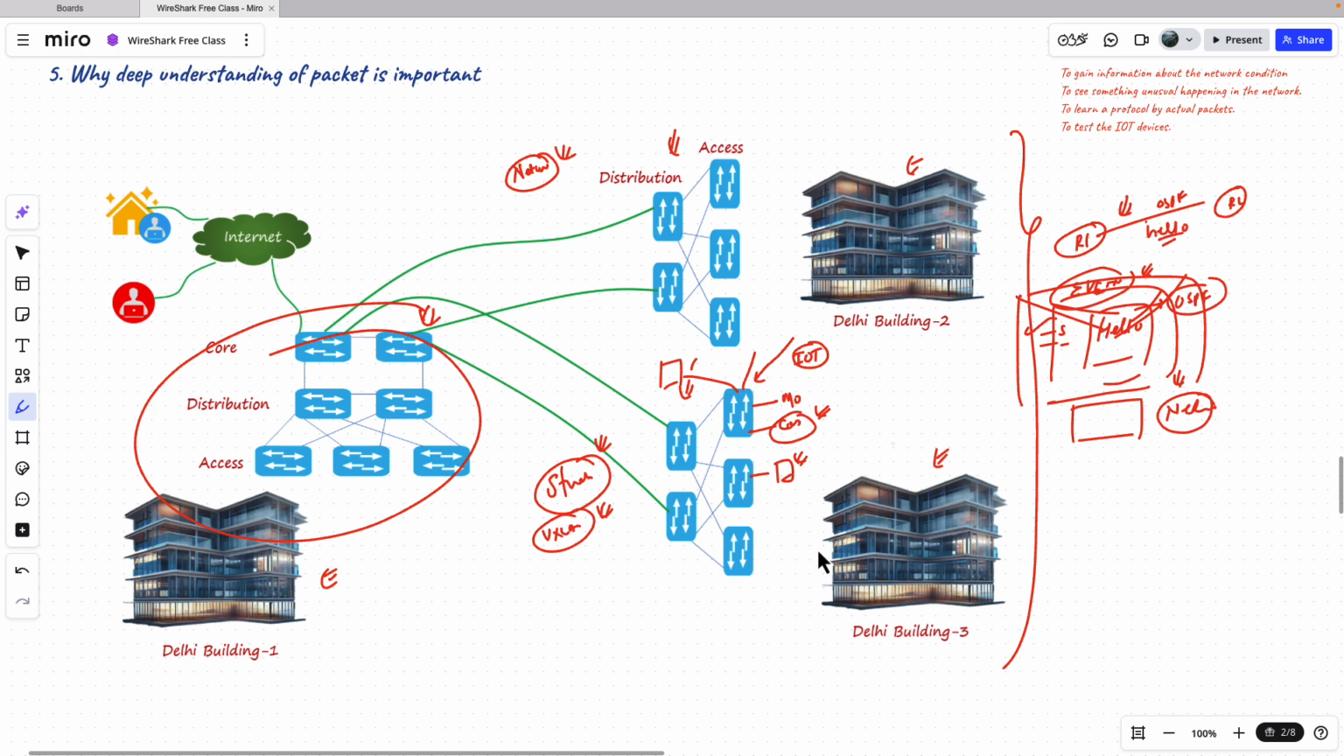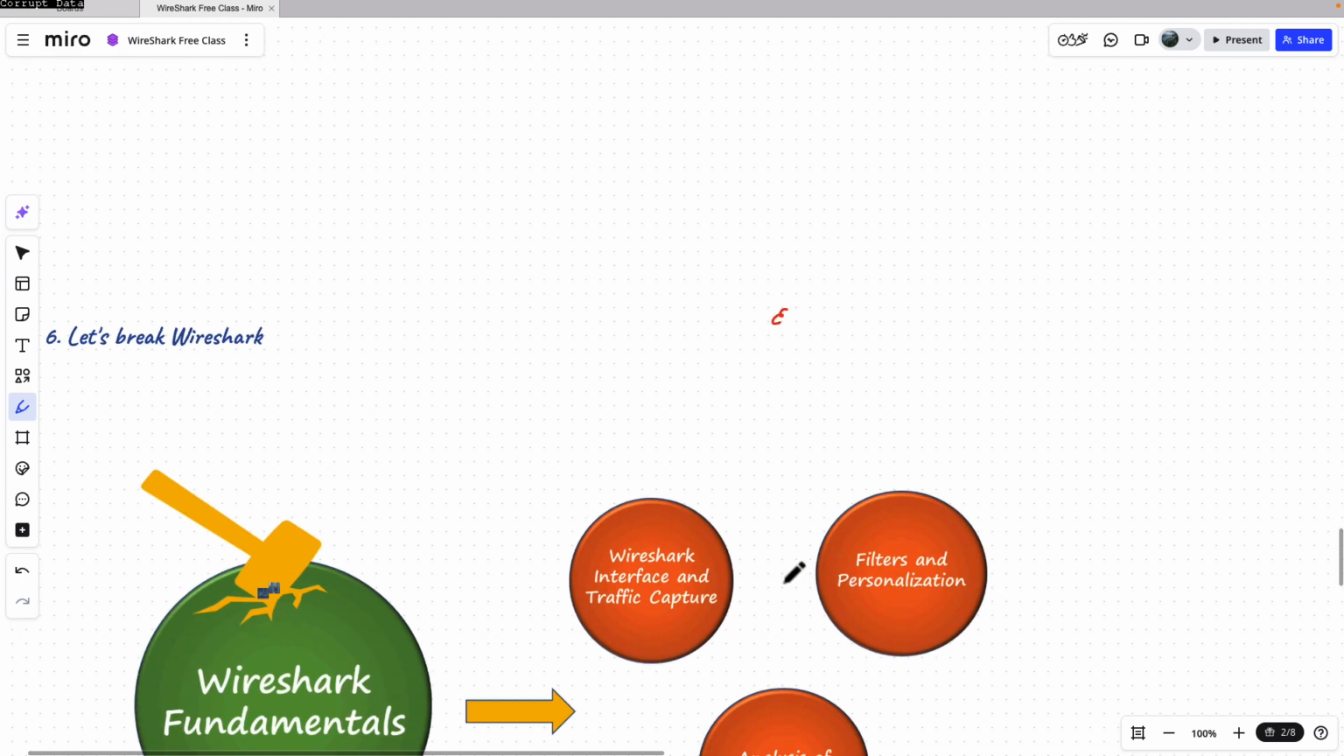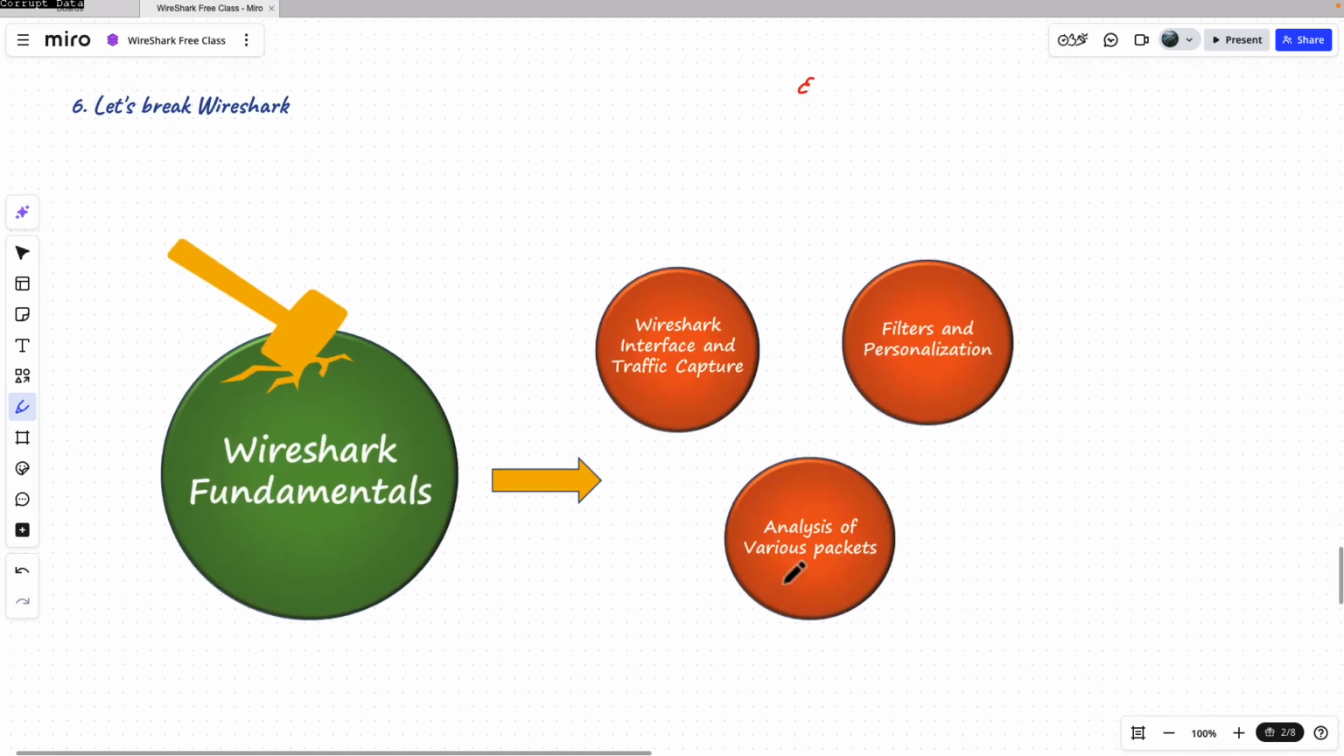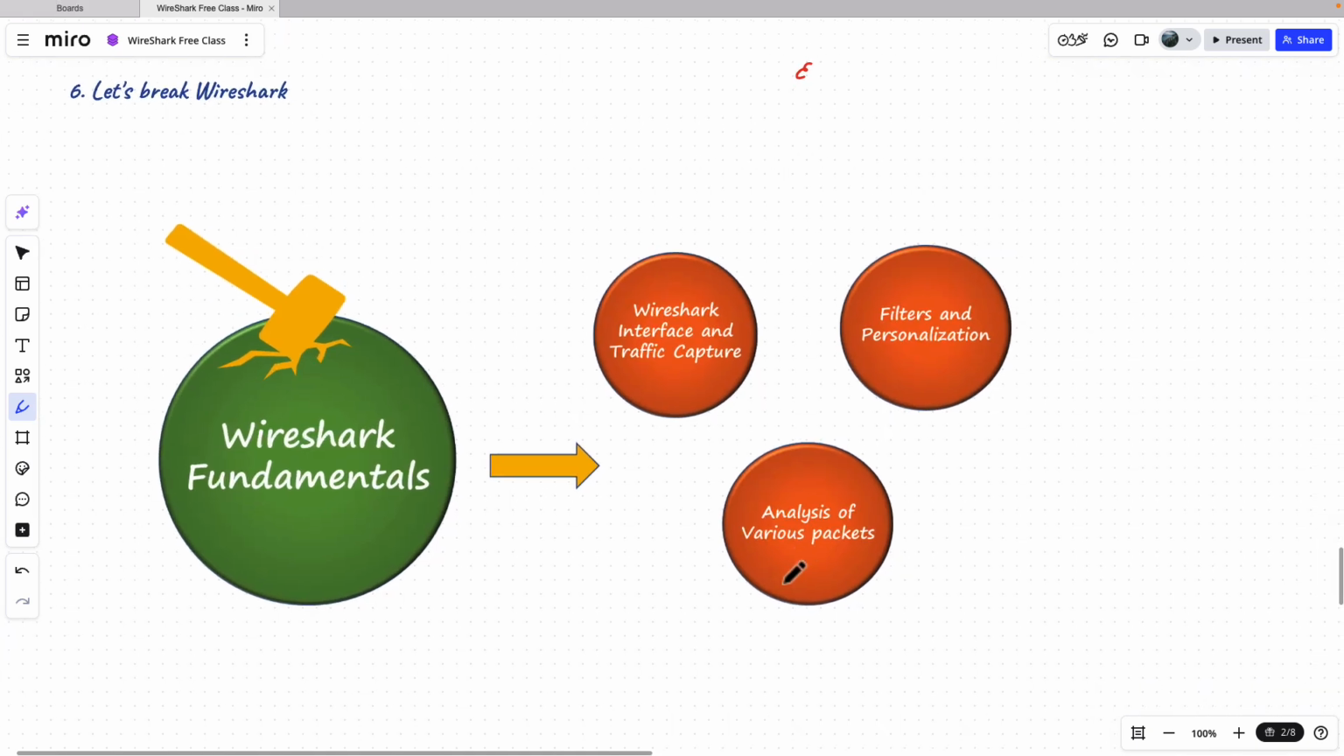So the next thing is what exactly I am going to cover in this course. If I break down WireShark fundamentals, so generally what I do, any complex problem, just divide into multiple portions, study the individual portion and then combine.